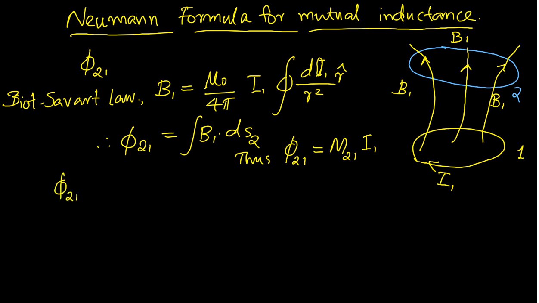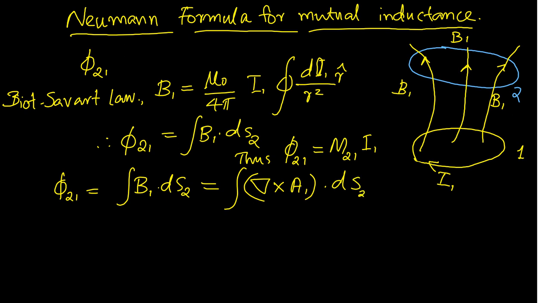Phi21 equal to integral B1 dot ds2 equal to integral del cross A1 dot ds2, where B is equal to del cross A. This surface integral can be converted into a closed line integral A1 dot dl2.